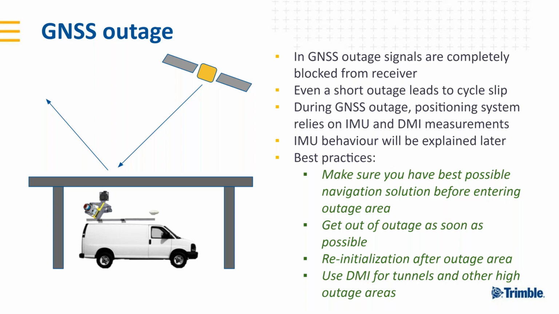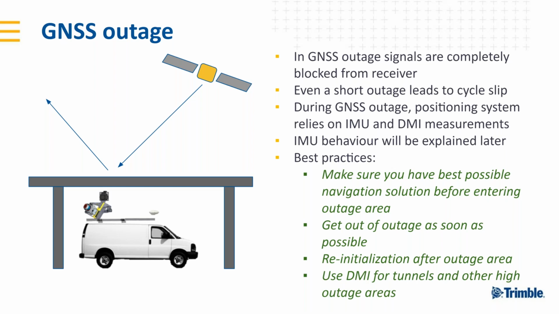But during a GNSS outage, so when we are inside a tunnel or we are inside a city center, we will rely on IMU and DMI measurements. So we are not completely out of data when we are in the outage. I will explain a little bit more about IMU and how it behaves later.